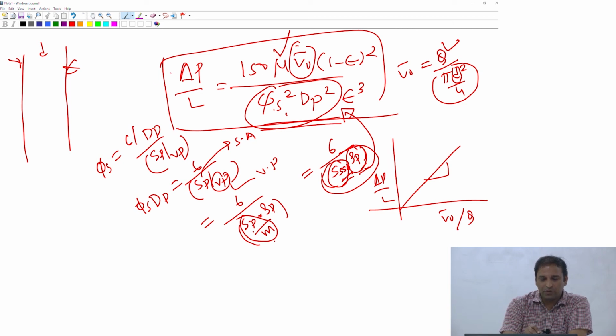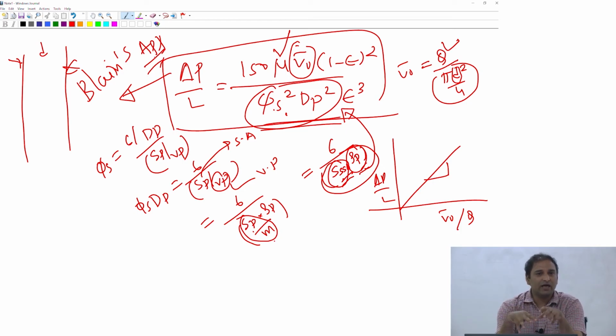Commercially, there are a lot of instruments. There's something called a Blaine's apparatus, a commercially available instrument for measuring specific surface area, wherein the concept we discussed, flow through packed bed under laminar flow condition, is what is used for getting the specific surface area. You have an experiment in the next semester in which you're going to use this concept for measuring the specific surface area of the particles.